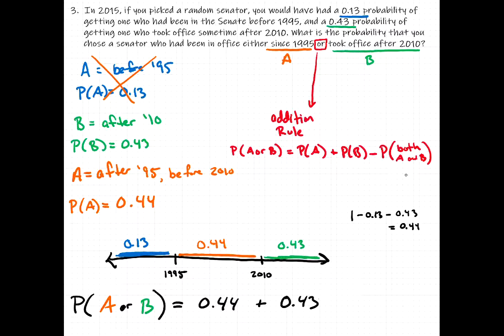And there's nothing to subtract because you can't be part of group A and group B at the same time. It's not possible. You can't have started before 2010 and after 2010. It's one or the other. So it looks like we have the probability of A plus the probability of B, and in this case we get 0.87. So that would be the probability of starting either since 1995 or after 2010.